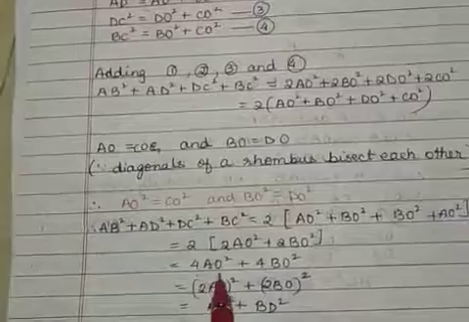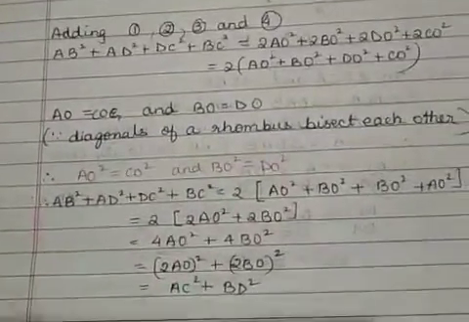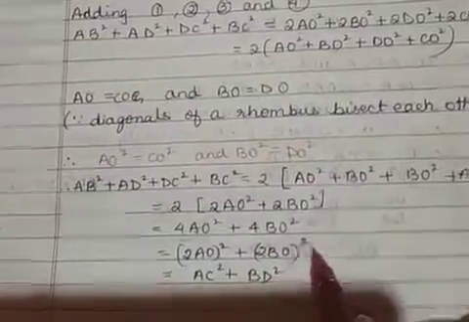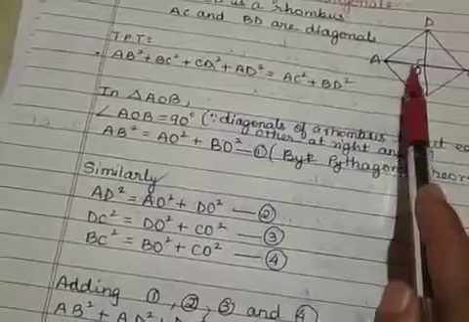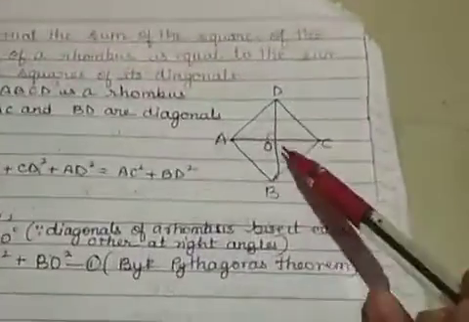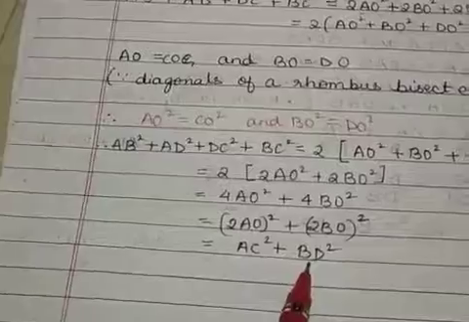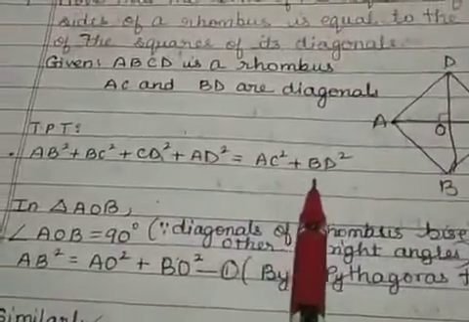4 times AO square can be written as 2AO the whole square plus 2BO the whole square. What is 2AO the whole square? 2 times AO is AC, correct? So it is AC square, and 2 times BO is BD. So it is BD square. So this term is equal to AC square plus BD square. This is what we had to prove.